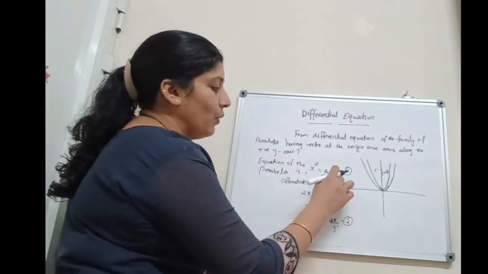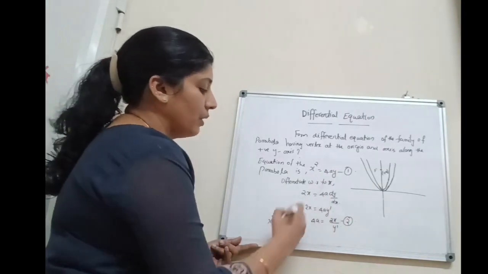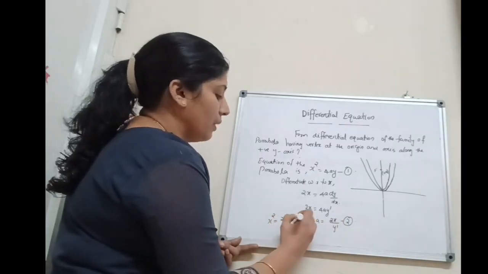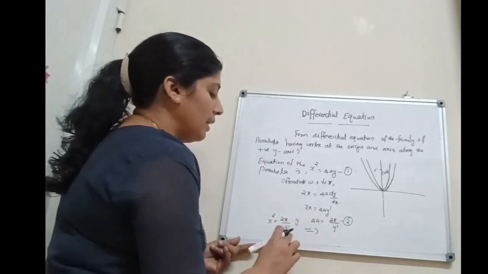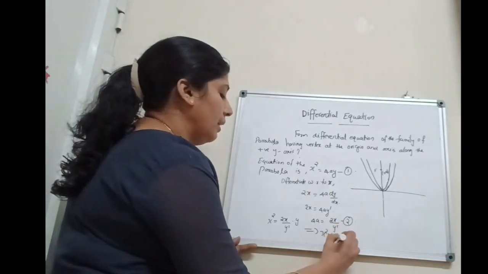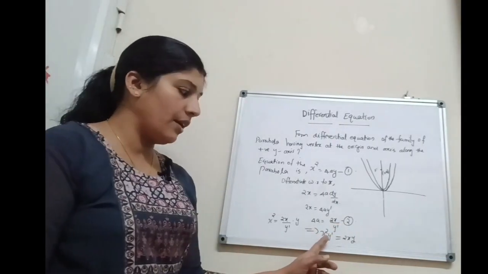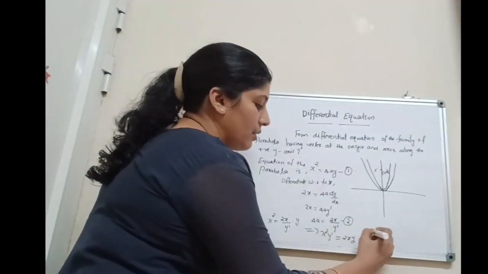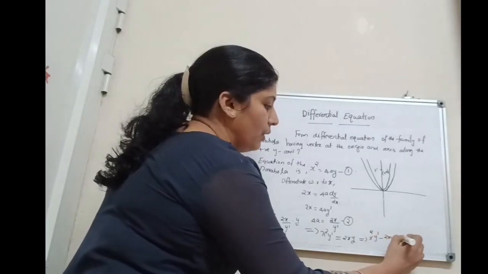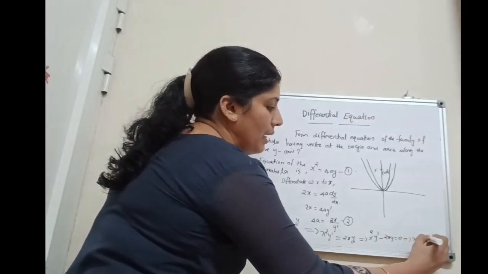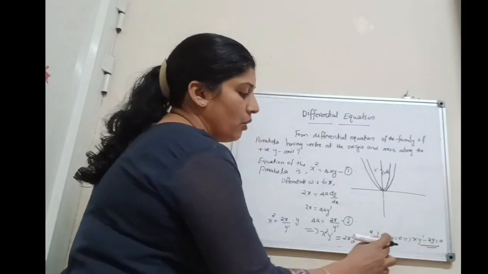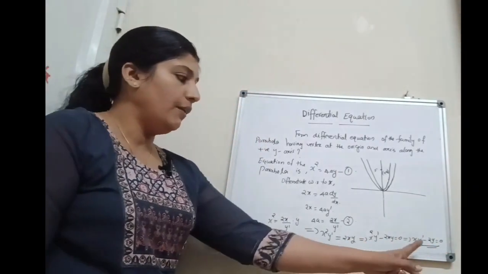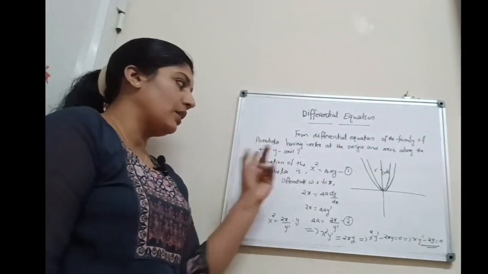Next, substituting 2 in equation 1. Therefore, x square equals what? 4a is equal to 2x by y dash, that is 2x by y dash into y. That implies x square y dash equals 2xy. That implies x square y dash minus 2xy equals 0. X is common, therefore dividing throughout by x, we get xy dash minus 2y equals 0. This is the differential equation of the parabola on the positive y-axis.